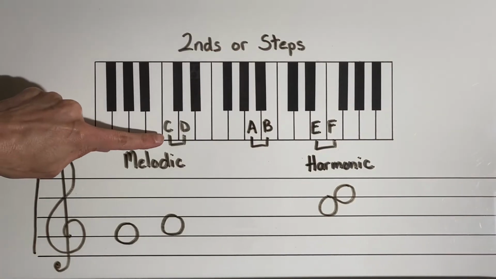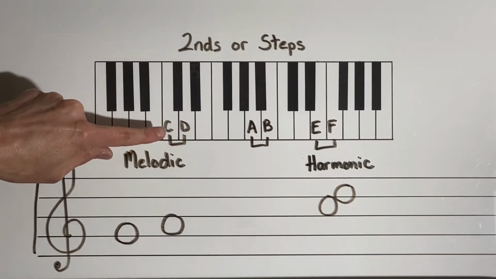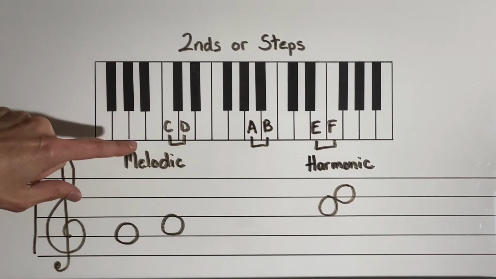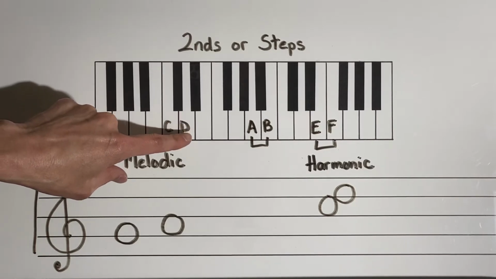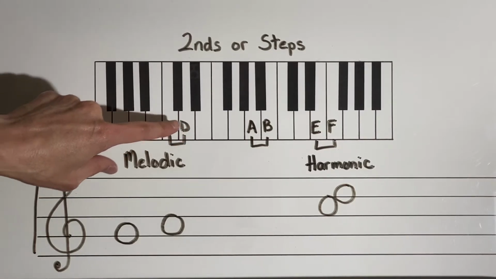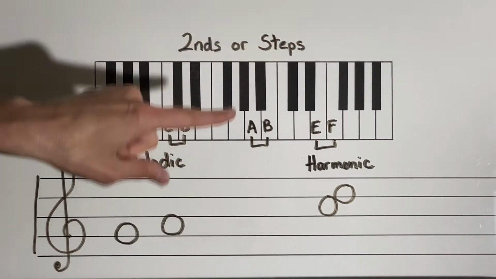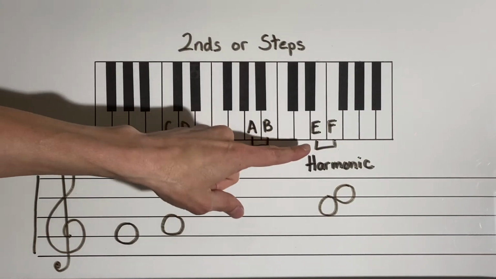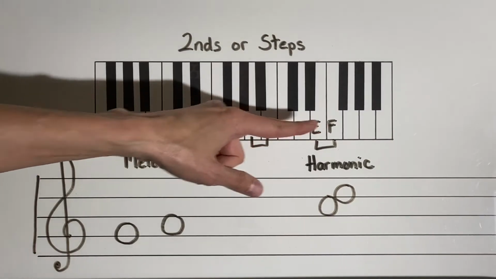When I go from one note to the next note, that is a second. So this white key to this white key, that's a second. I also want you to notice I'm going from one letter name, C, to the next letter name, D. Our pattern is going C to D, that's a second, or it can be called a step. Up here, I go A to B, and so that's our second or step, and then E to F, which is our second or our step. On the piano, this is what they look like.